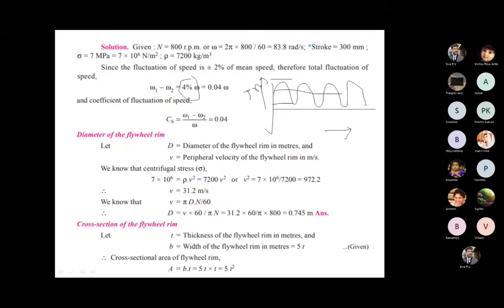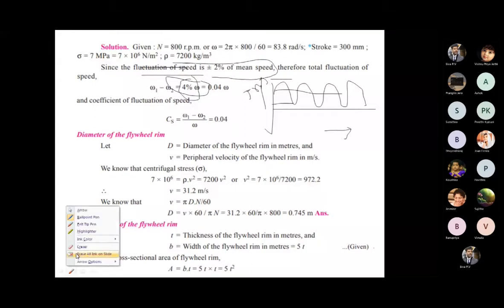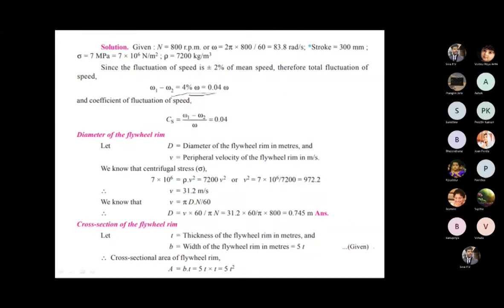Fluctuation means a difference. We take the direct angular speed as omega, but the fluctuation of speed is a difference. So omega 1 minus omega 2 equals 4% of omega. Note this down clearly: 4% of omega, because the fluctuation of speed is plus or minus 2% of mean speed. So omega 1 minus omega 2 equals 4% of omega, that is 4 by 100, 0.04 omega.